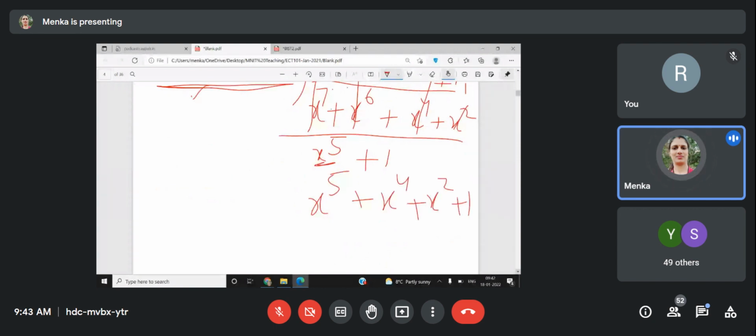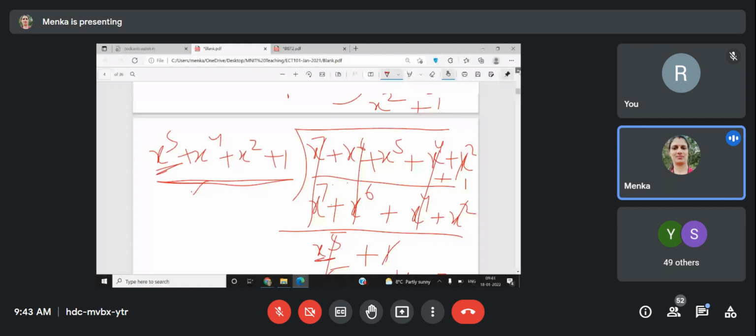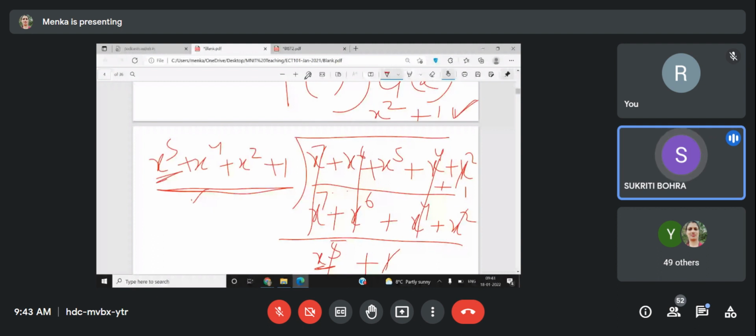So you are left with, this is getting cancelled and this. So you are left with x raised to power 4 plus x raised to power 2. So this is your remainder, right? And 1 plus x square is your quotient. Look at this, 1 plus x square, this is your quotient. Did you see it? Yes or no? Yes, ma'am.